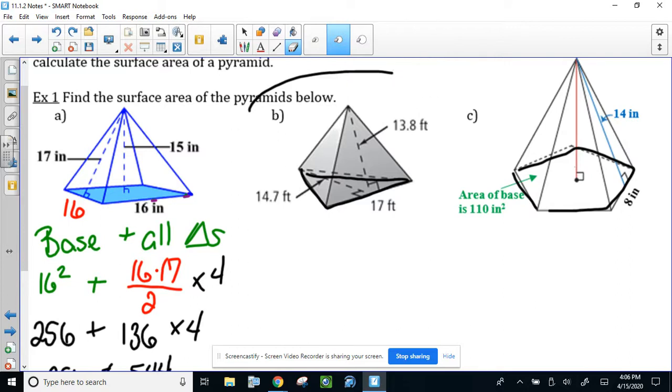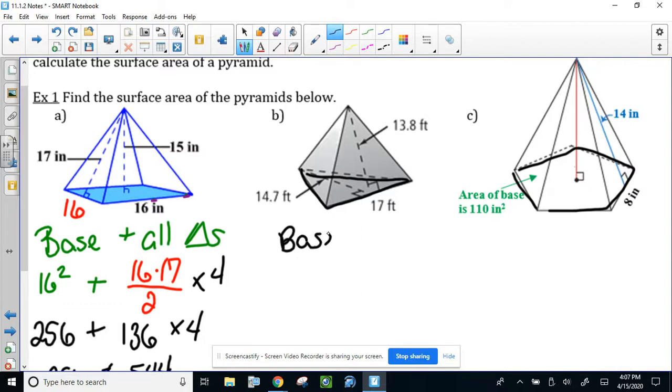All right, so let's get started on this next one. When we want to find the area of the base, we need to find the area of that base triangle. The triangle on the bottom has an edge of 17, and the height in the middle of it is 14.7. So we need to find the area of a triangle that has a base of 17 and a height of 14.7.